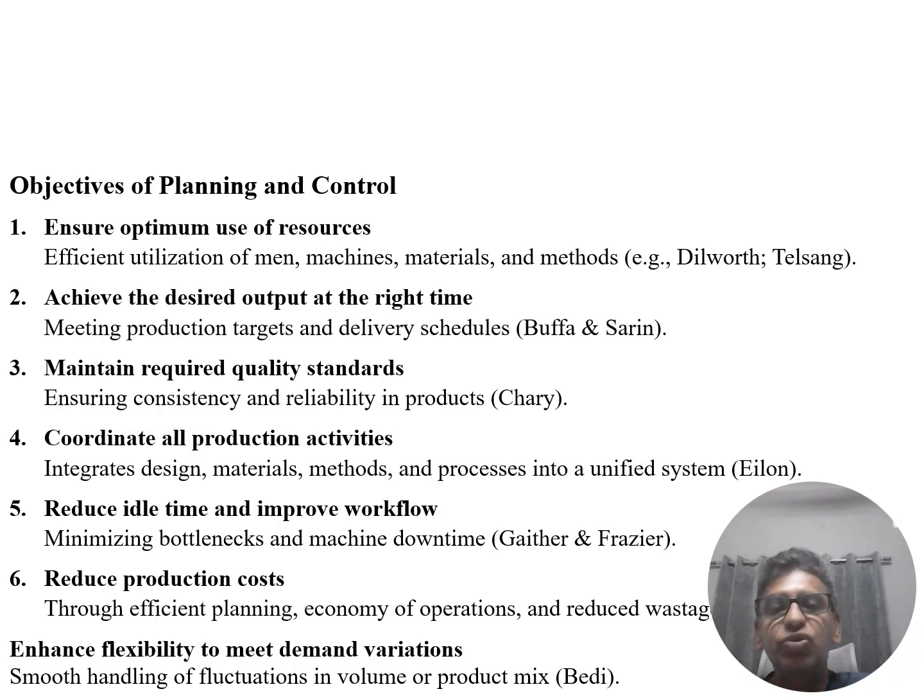What are the objectives of planning and control? Ensures optimum use of resources. Resources means you have men, machines, materials and methods. Efficient utilization of men, machines, materials and methods. For example, if you take men, you have to provide a layout in which you efficiently use the manpower.